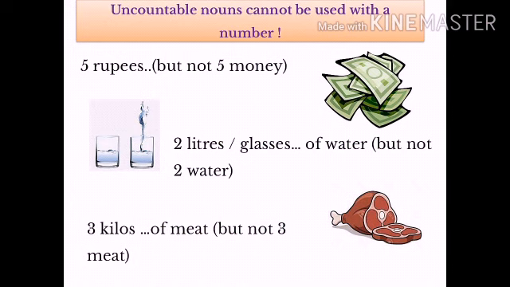See the next one. Meat. Will you say I brought 3 meat? No, that's not a right sentence. Instead you say I brought 3 kilos of meat. That's the right usage. So, dear children, always keep in mind you can count money, water, meat, but then you would use the units such as rupee, liter, kilo and say that you have got these things. Okay?